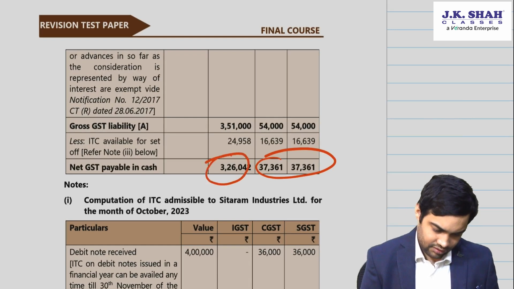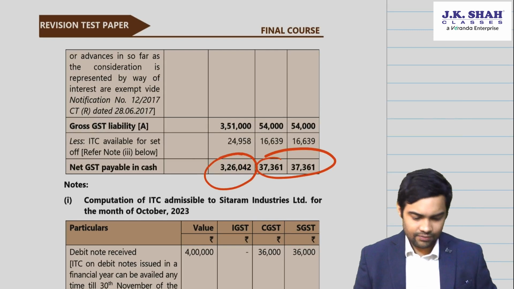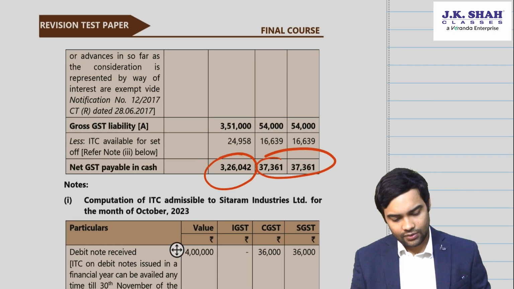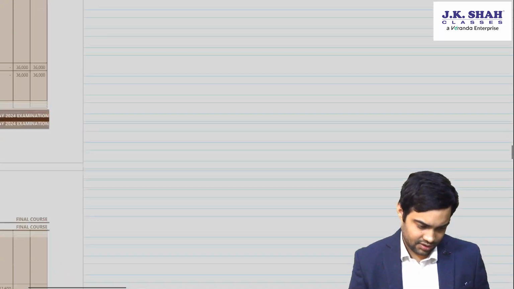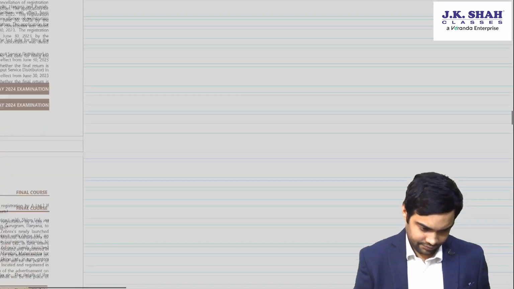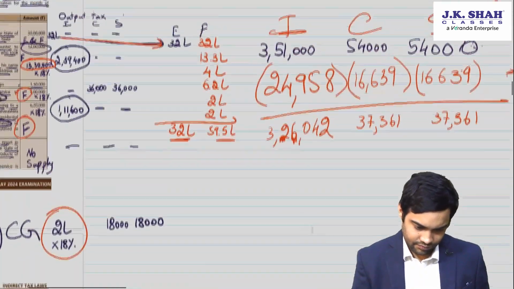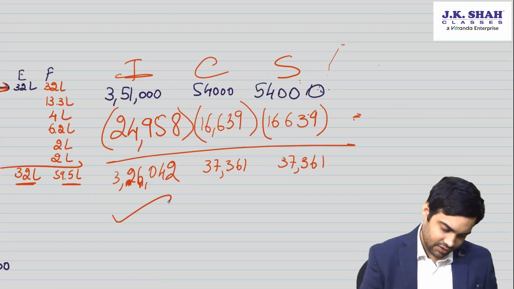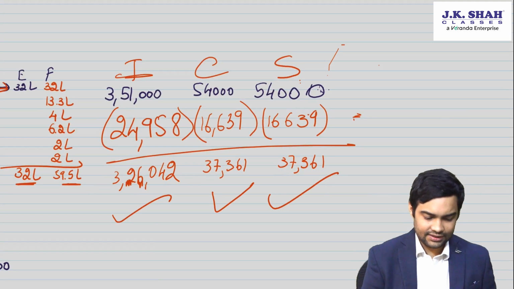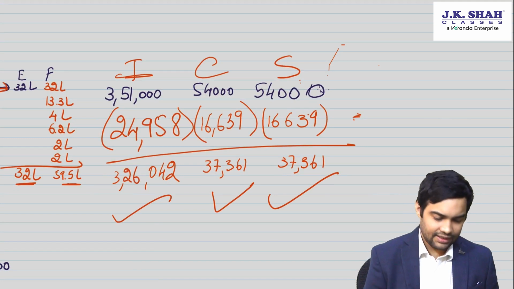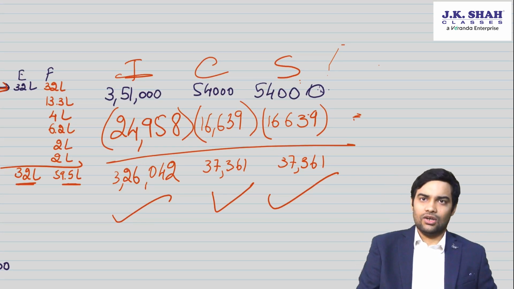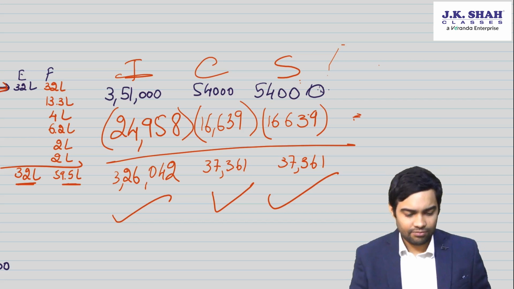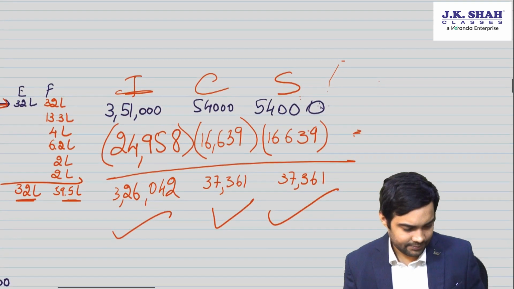And then 326,042. Let's check: 326,042, 37,361, 37,361. Clear with this? Yes. So have your approach very clear on this particular question. Without fail, practice this once.